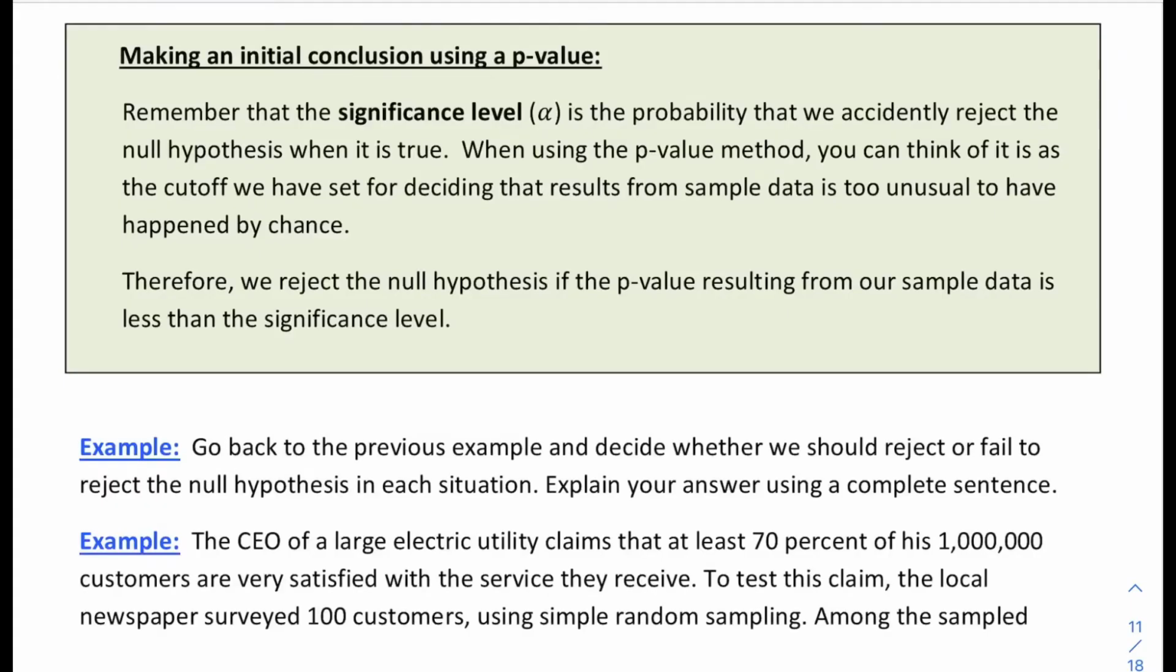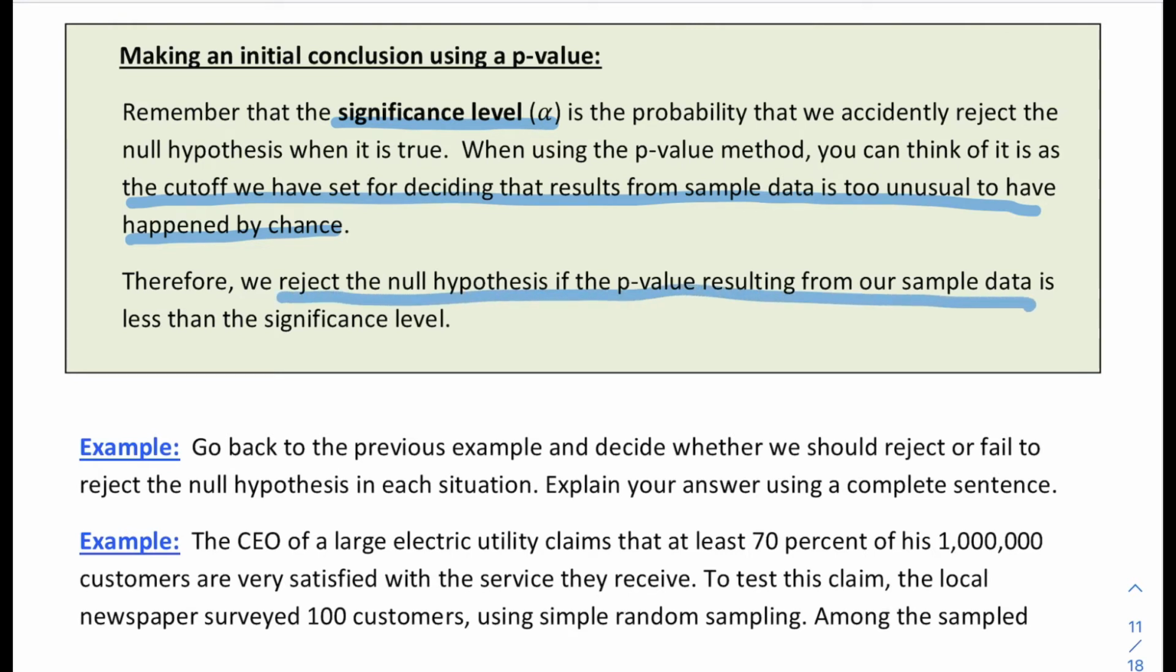So in order to make an initial conclusion using a p-value, what you want to think about is your significance level, which when you're thinking p-value method, I would think of it as the cutoff that you've set for deciding that your result from your sample data is too unusual to have happened when your null hypothesis is true. So you're going to reject your null hypothesis if your p-value that you get from your sample data is less than the significance level that you've chosen.